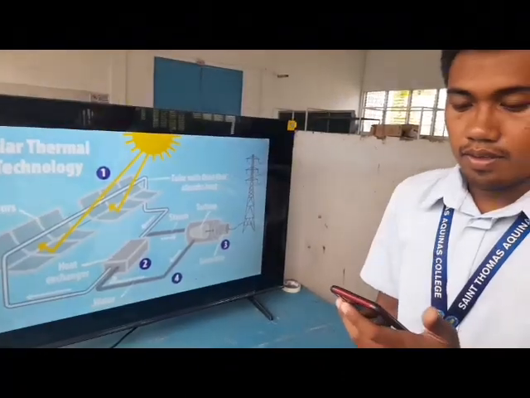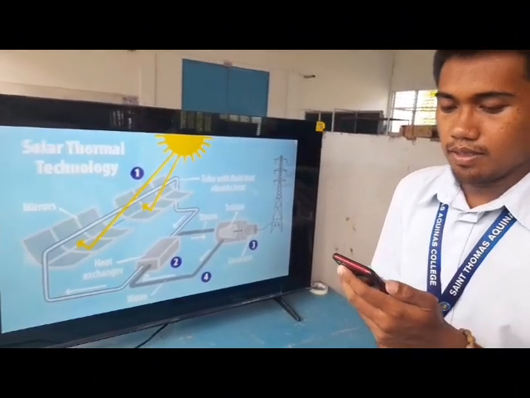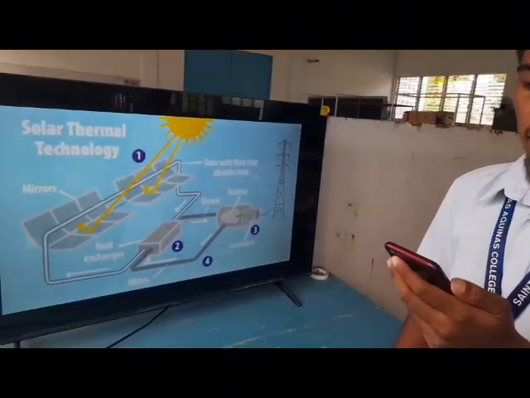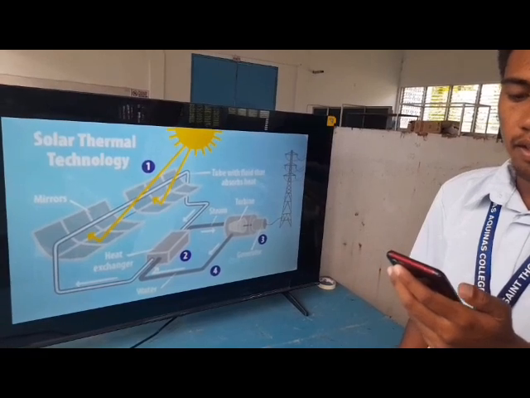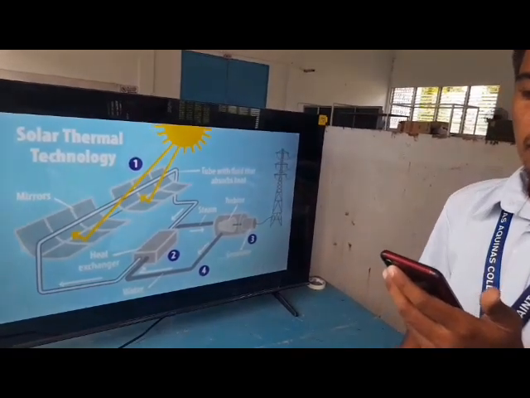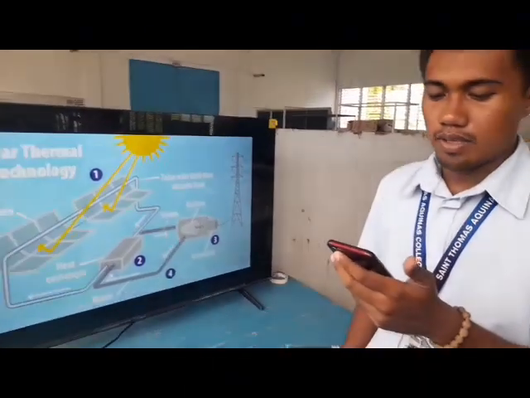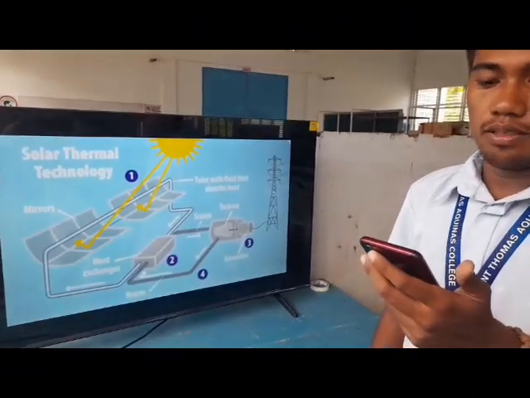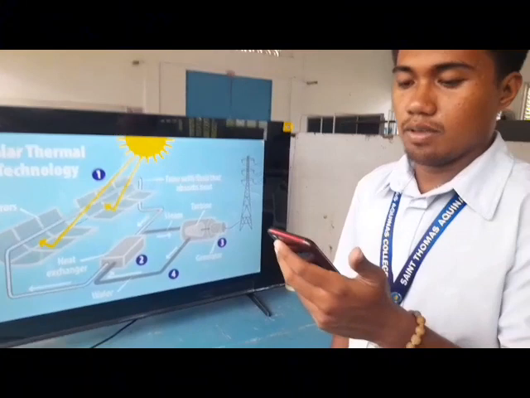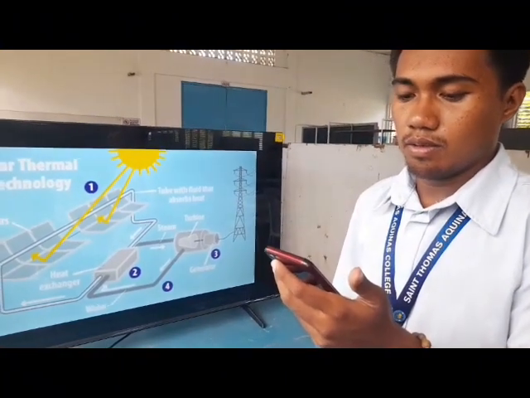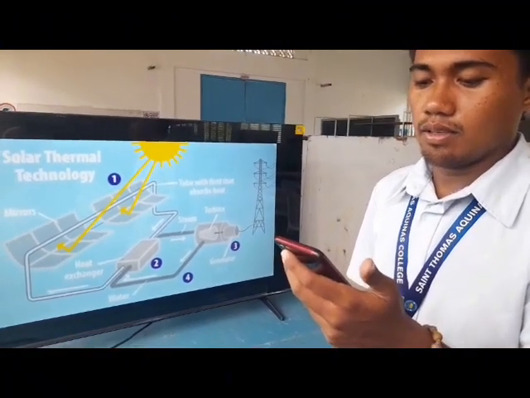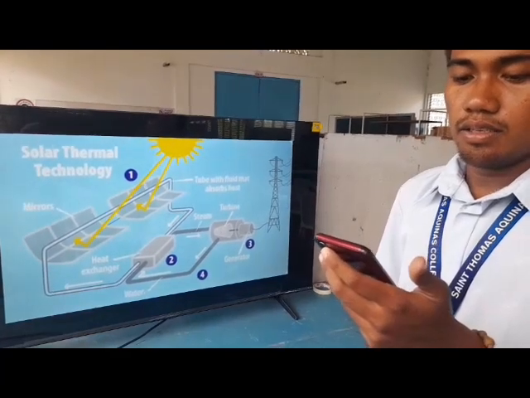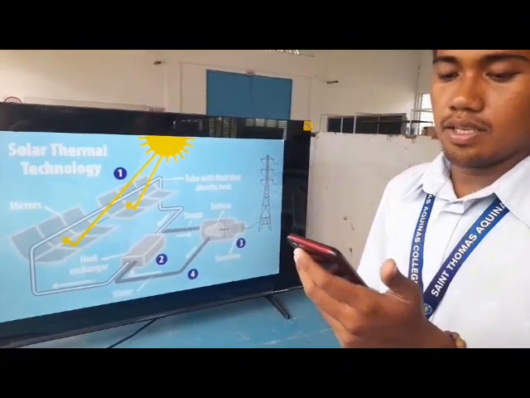Steam generator. The steam generator produces steam from the working fluid heated by the heat exchanger. This steam is used to drive a turbine. Turbine. The turbine is a mechanical device connected to a generator. As high pressure steam flows through the turbine, it causes the turbine blades to rotate, converting kinetic energy into mechanical energy.